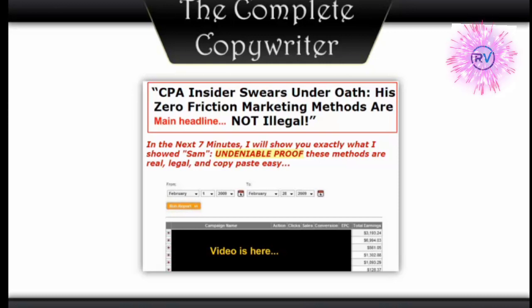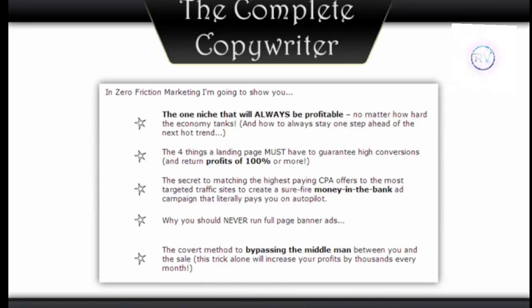Scroll down the page and look at the other features on the page. There is, for example, a bullet point list which highlights many of the major benefits of the product, something that every top copywriter will tell you should be included on a long copy sales page. "In Zero Friction Marketing, I'm going to show you the one niche that will always be profitable, no matter how hard the economy tanks, and how to always stay one step ahead of the next hot trend.